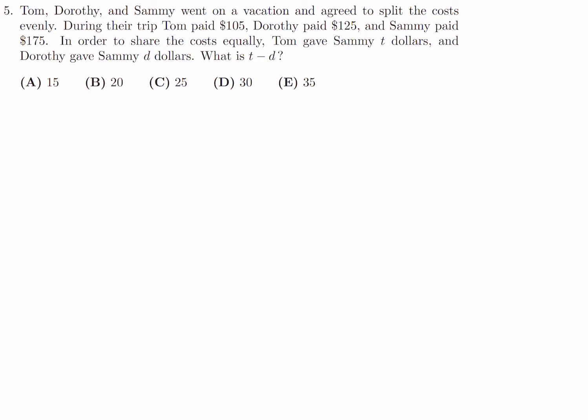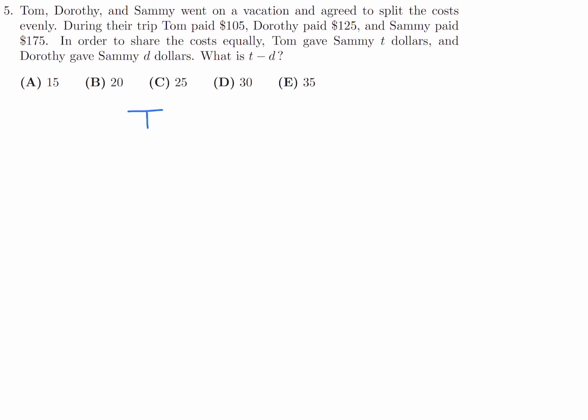Tom, Dorothy, and Sammy went on a vacation and agreed to split the costs evenly. During the trip, Tom paid $105, Dorothy paid $125, and Sammy paid $175. In order to share the costs equally, Tom gave Sammy $T and Dorothy gave Sammy $D. What is T minus D?